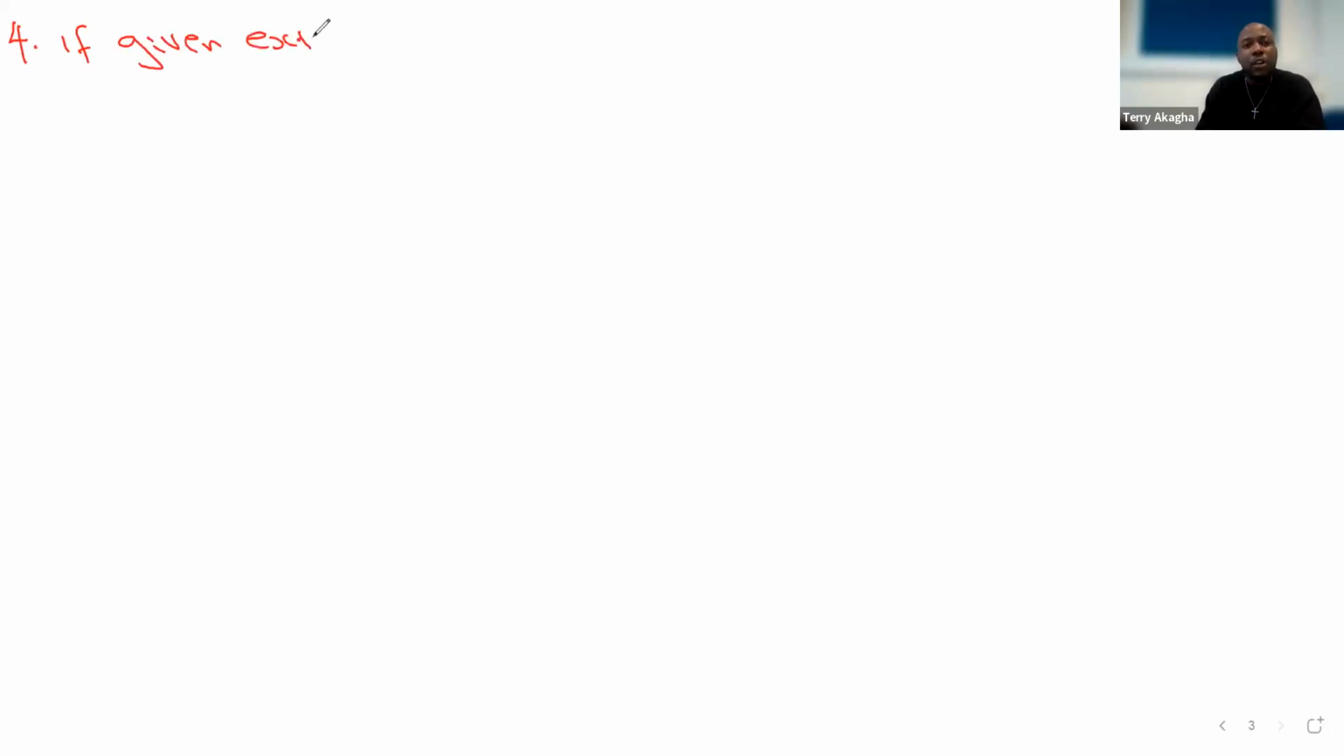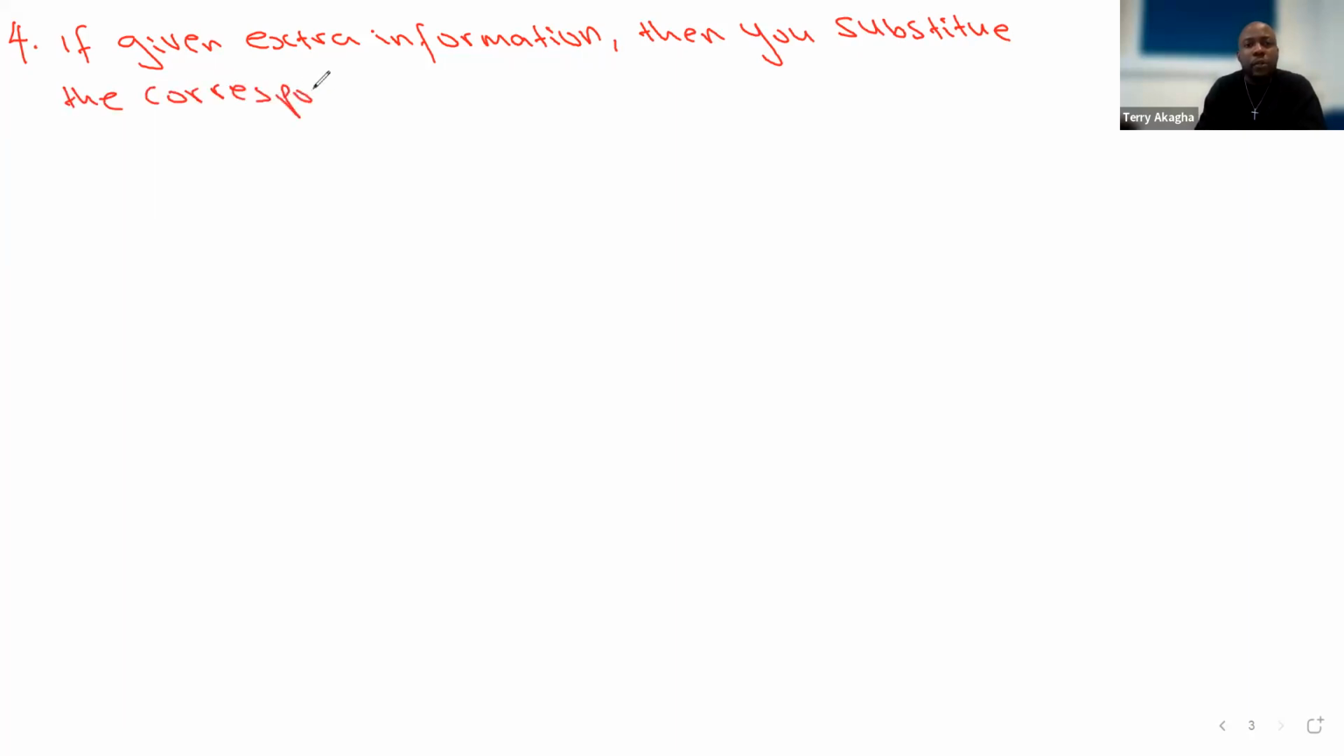extra information, so for instance, extra information on what the x is or what the y is, then you substitute the corresponding values for x and y, okay, to get the value for c.